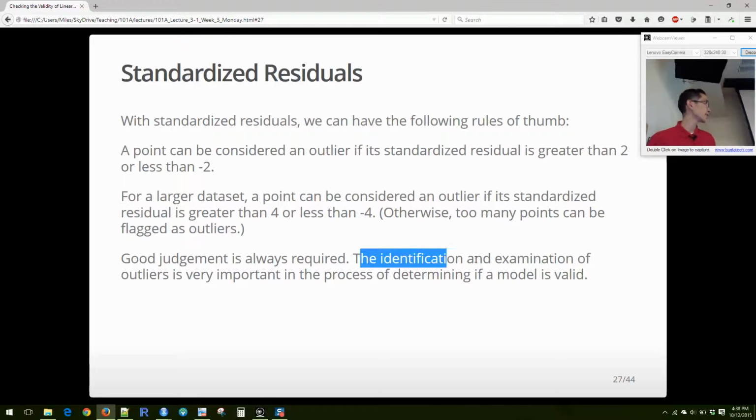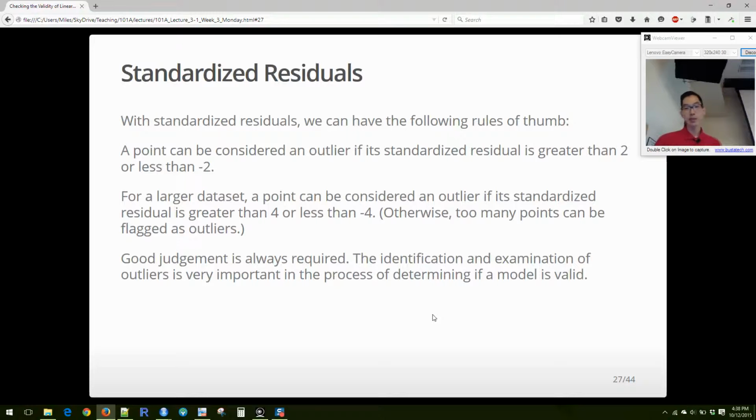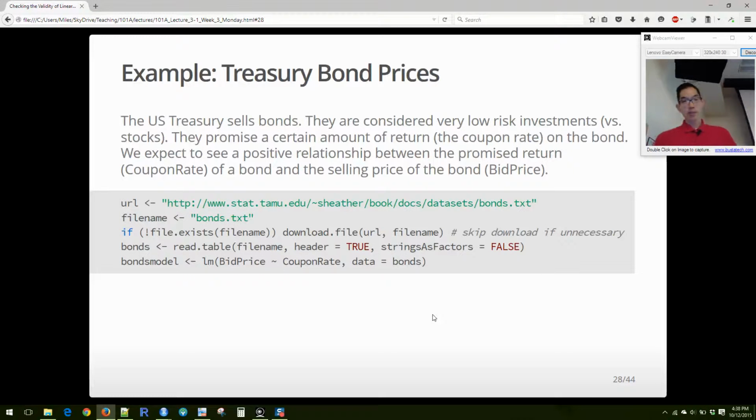So the identification and examination of outliers is very important to the process of determining if a model is valid. Okay, so let's take a look at this Treasury bond data from our textbook. The typical thing in investing is you've got stocks and you've got bonds, right? So stocks go with the market and they're pretty volatile, high risk, high reward.